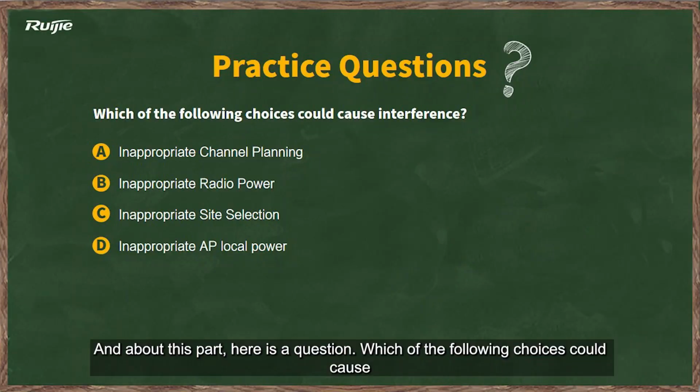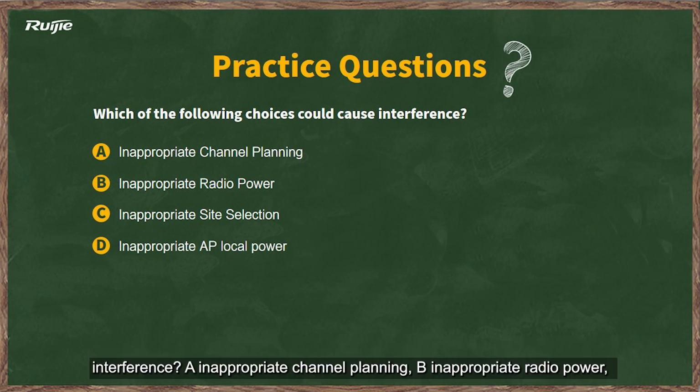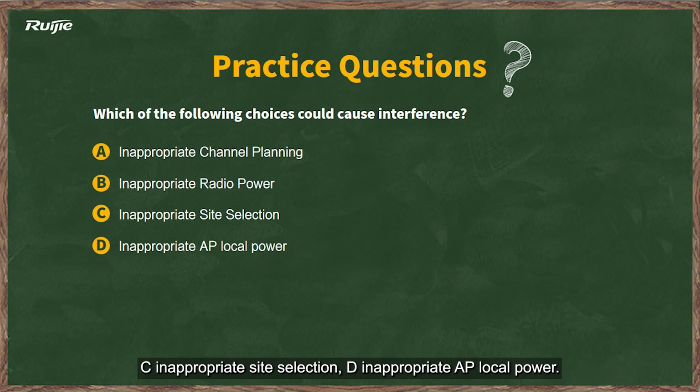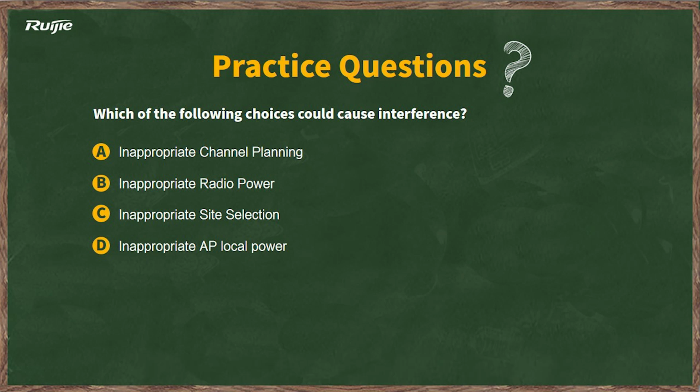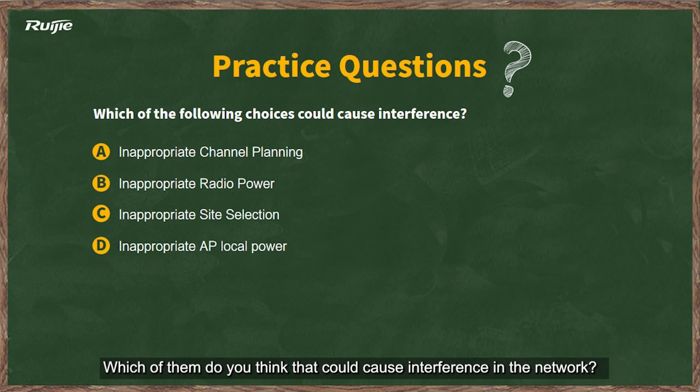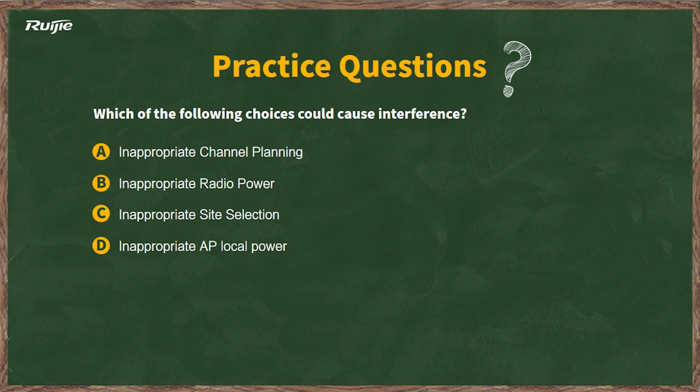About this part, here is a question. Which of the following choices could cause interference? A. Inappropriate channel planning. B. Inappropriate radio power. C. Inappropriate site selection. D. Inappropriate AP local power. Which of them do you think could cause interference in the network?